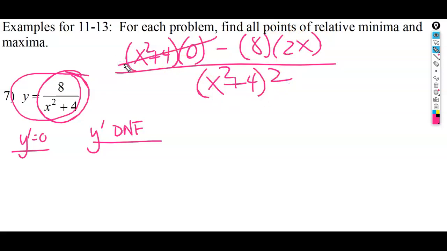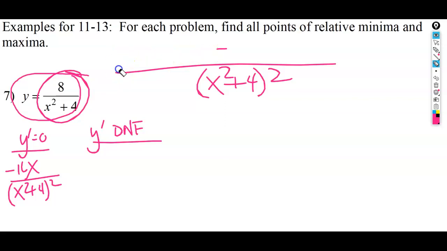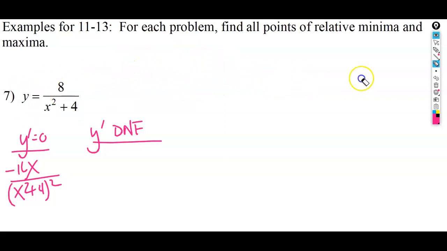This is just going to go away because it's being multiplied by 0. And so on the top I have negative 16x, and on the bottom I have x squared plus 4, squared. And now what I want to do is find out where this thing is 0 and where it is undefined. So actually I'm going to rewrite this a little bit differently. I'm going to put my derivative up here, and I'll show you why I'm doing that in just a second.